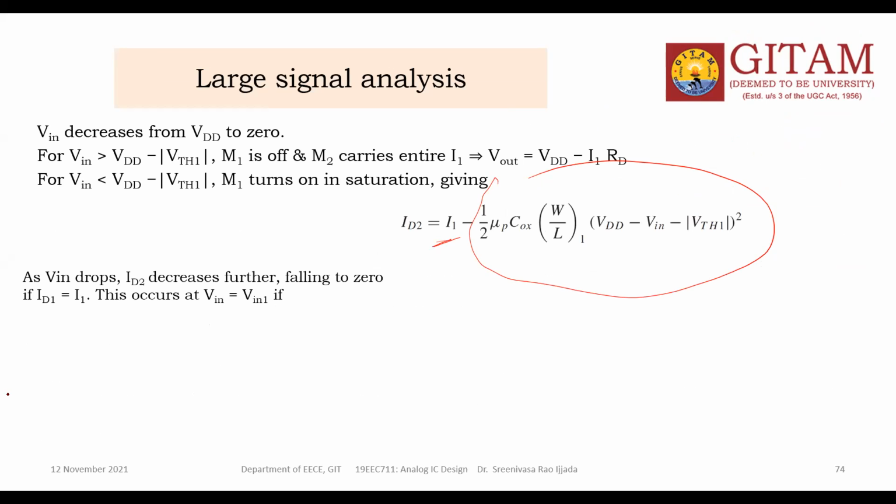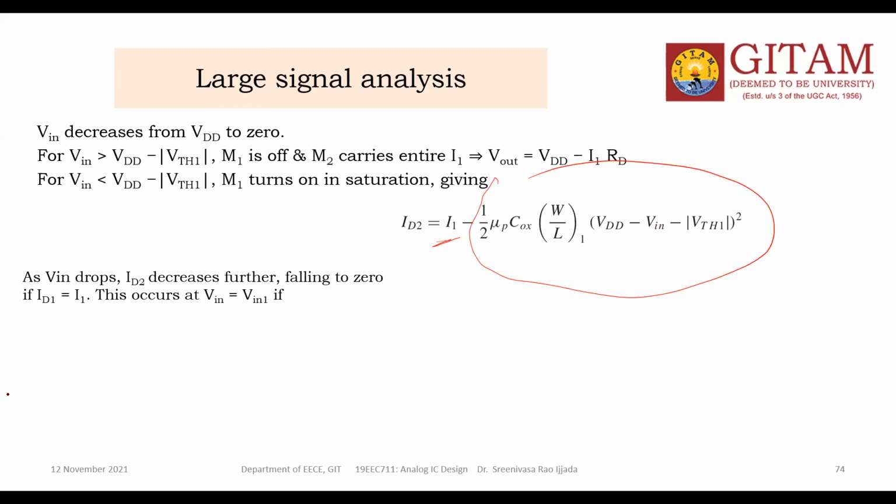Clear? So as Vin drops, what happens? If the input voltage decreases, definitely your ID2 also decreases, further falling to 0, which makes ID1 equal to I1. Vin is applied to the PMOS device. If the input voltage falls, a negative potential of the gate is required for the PMOS. That's why I'm telling you, if Vin drops, ID2 decreases.